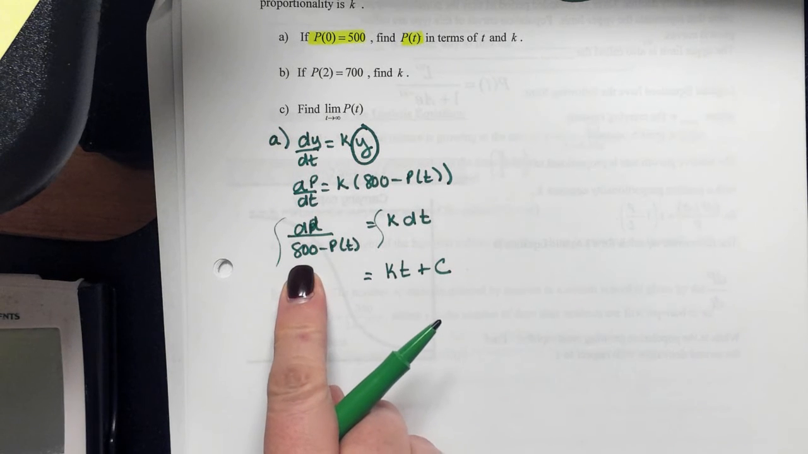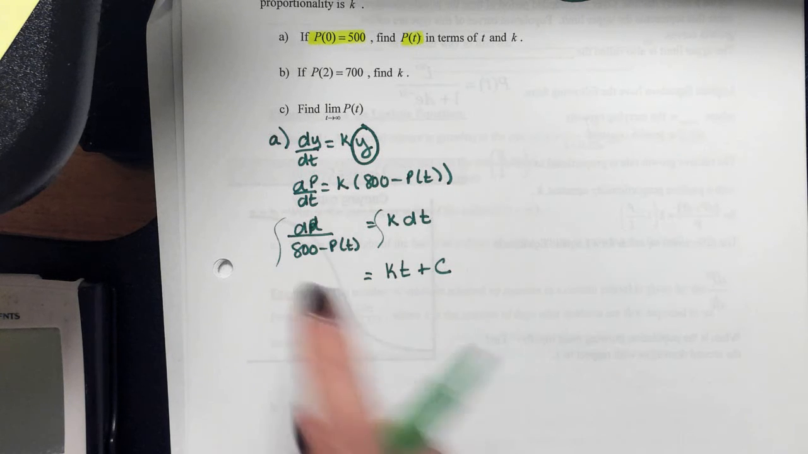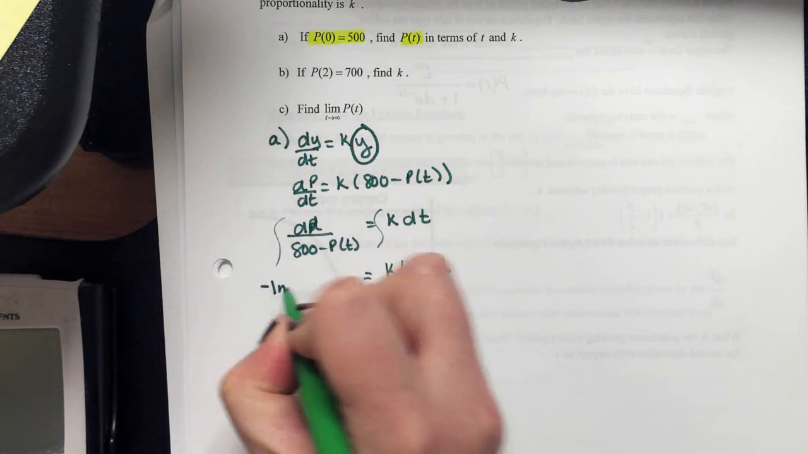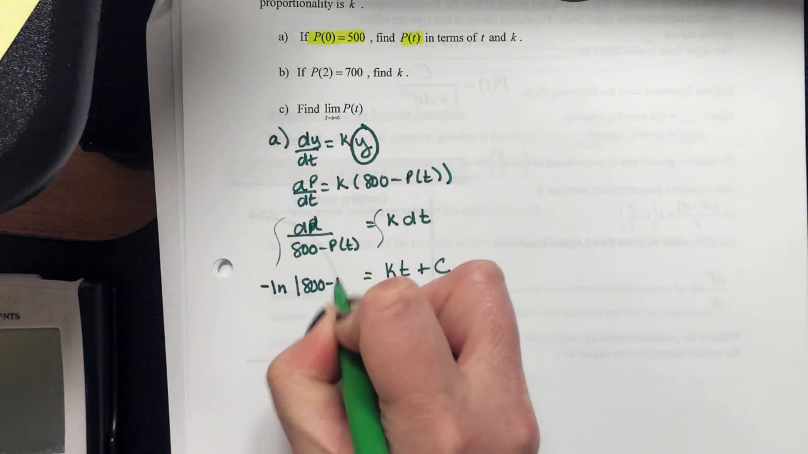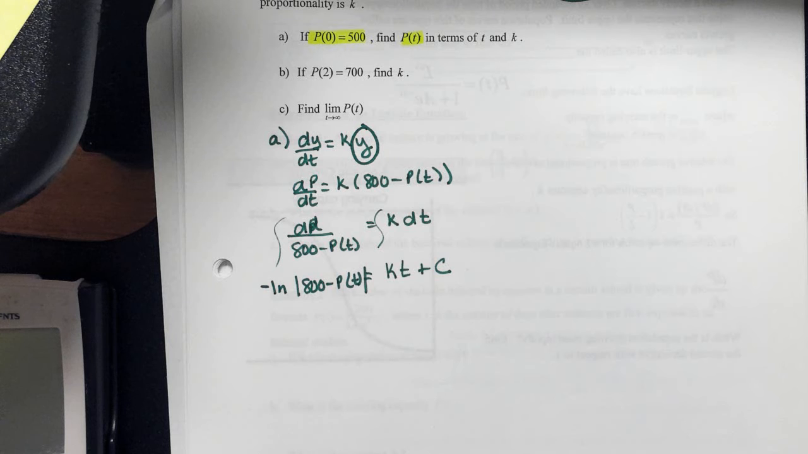What happens when I integrate 1 over 800 minus P of t? What's that going to give me? Negative ln, the absolute value of 800 minus P of t. If you think about doing a u sub, if u is equal to 800 minus P of t, my du would have to be negative dt.